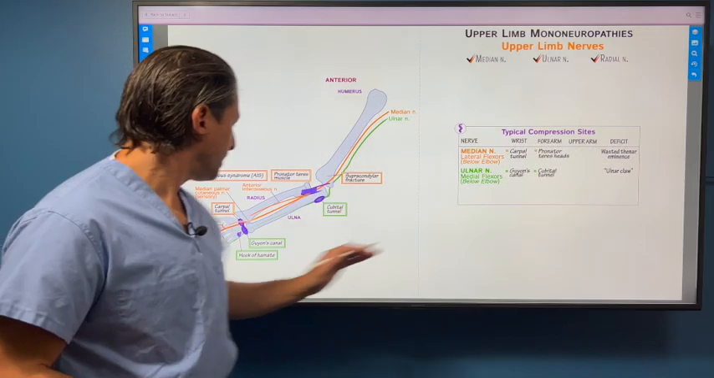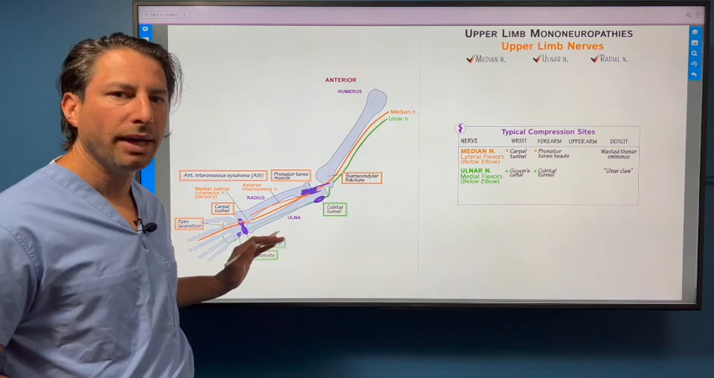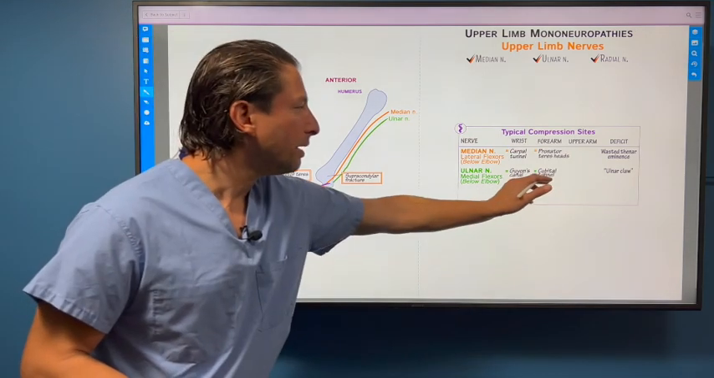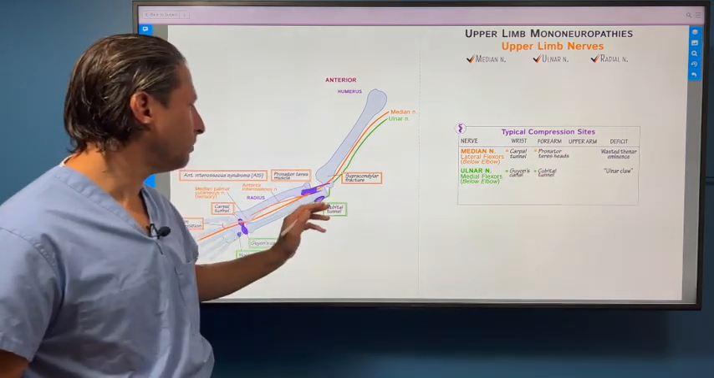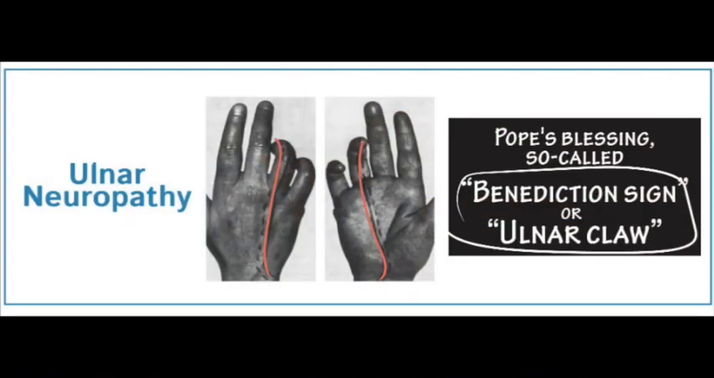Ulnar nerve, Guyon's canal down here. There's some differentiating features in the sensory pattern that you can use. Cubital tunnel, very common, very important to know about, and then it can cause this clawing here. But the cubital tunnel and the carpal tunnel are key compression points here.